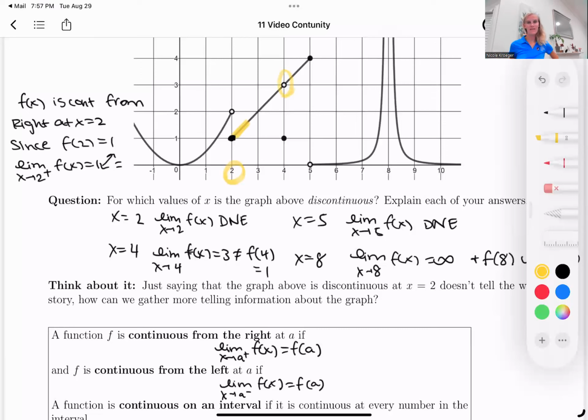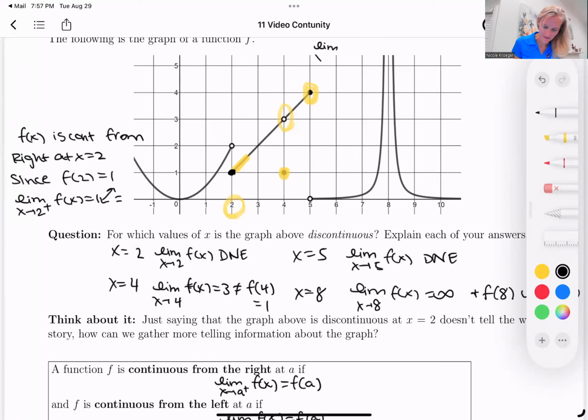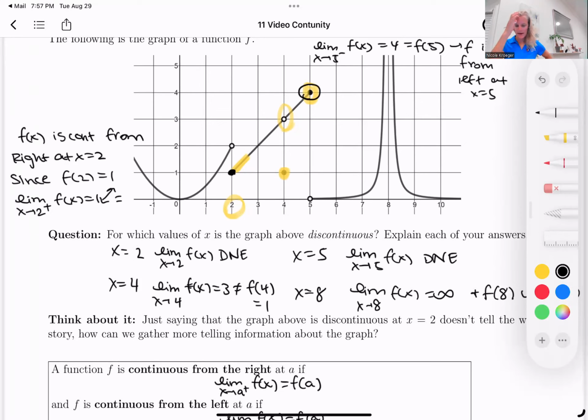At 4, this function is neither continuous from the left nor the right because the closed dot doesn't meet up with either side of the line there. At 5, this function is going to be continuous from the left because the closed dot is on the left-hand side of 5. And so the limit as x approaches 5 from the left is 4. And f of 5 is also equal to 4 because that's our closed dot. And so f is continuous from the left at x equals 5.